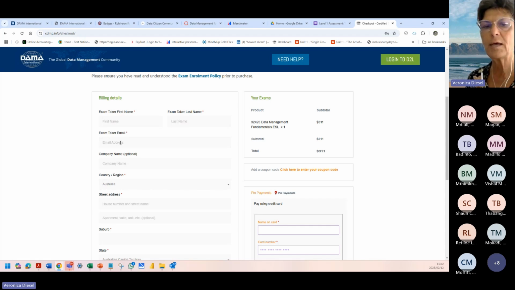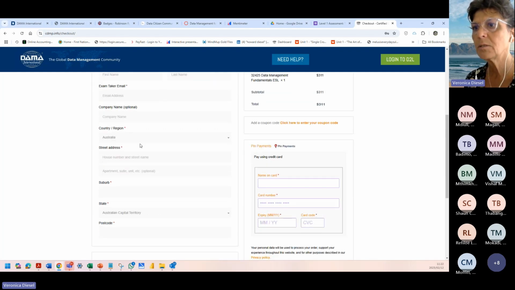So if you use your work email here, it just means that they're going to have to change it. It's going to be another step of admin that you have to add. Personal email address. Your first name and your last name must be your first name and last name, which you would like to have on your certification certificate. So that's also important. That's going to go on your certificate. Your email address is your personal email. It's going to be your user ID.